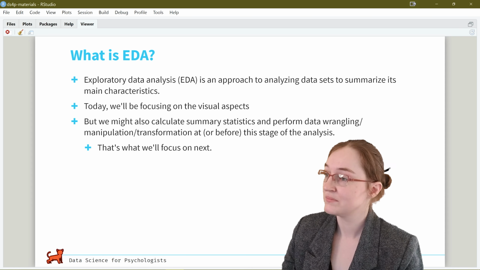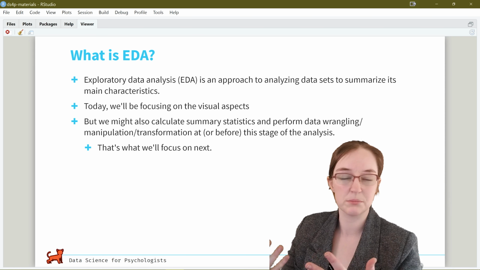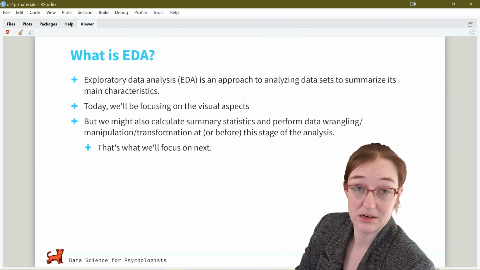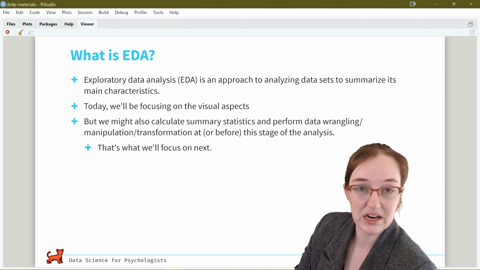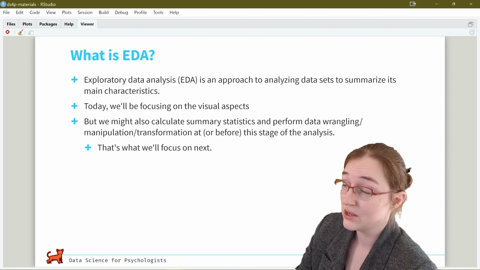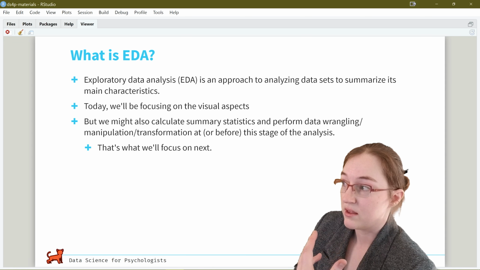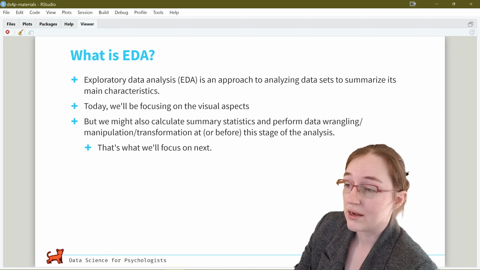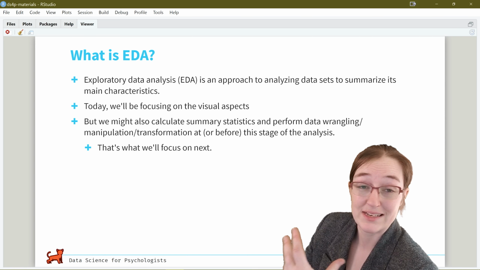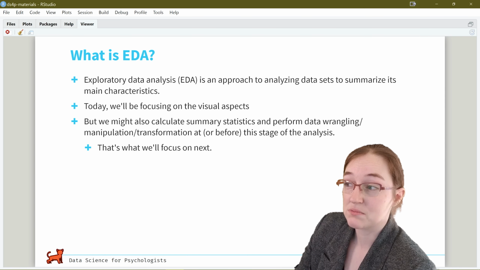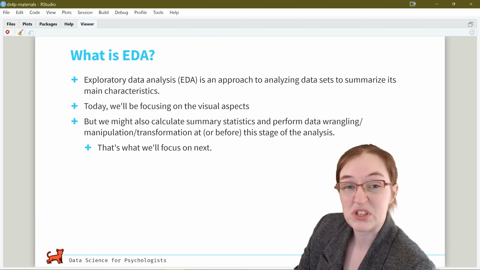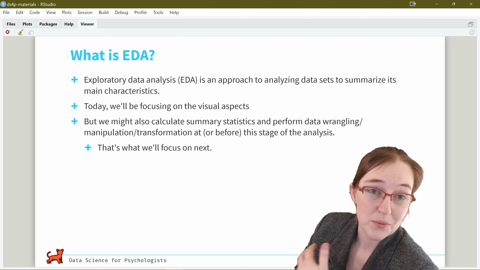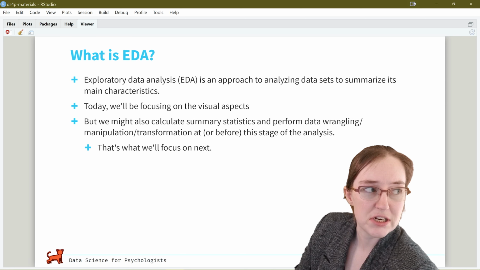So what is EDA? Exploratory data analysis is an approach to analyzing data sets with the goal of summarizing their main characteristics. It's typically contrasted with confirmatory data analysis, where you go in with a hypothesis in mind, and you care about testing it and falsifying it, while exploratory data analysis is much more descriptive. Its goal is to uncover, to explore, without an agenda.